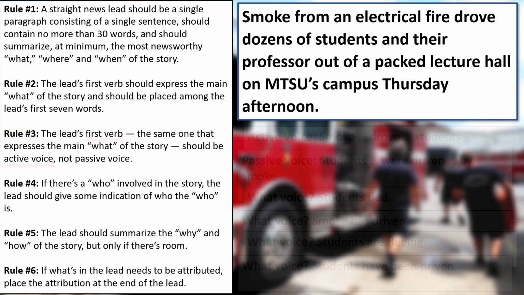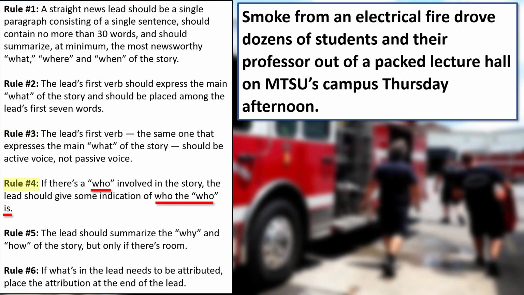Rule number 4 says that if there is a who involved in the story, and sometimes there isn't, but if there's a who involved in the story, the lead should give some indication of who the who is. Now, in the example lead, the who would be the students and the professor who got run out of the classroom by this fire that broke out. And that would be an important thing to mention in the lead because it's a more important story if there was somebody who was threatened by the fire than if it was just a fire that broke out in an empty room, for example.